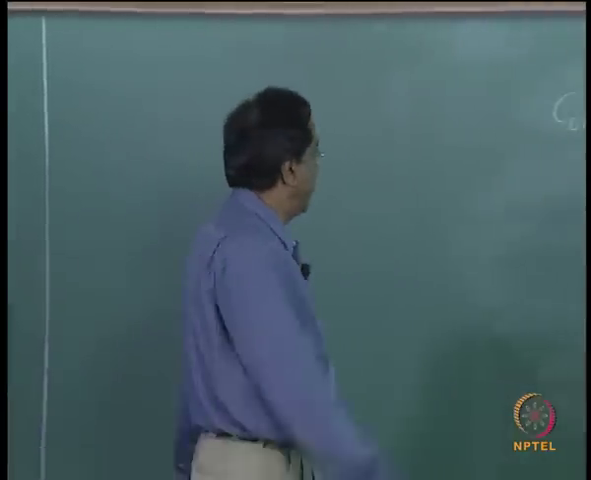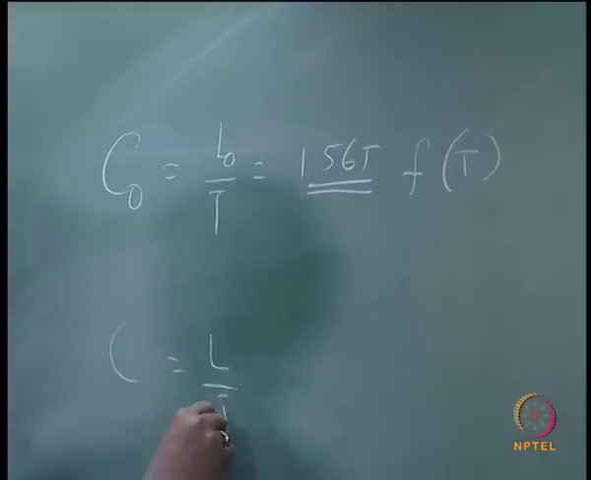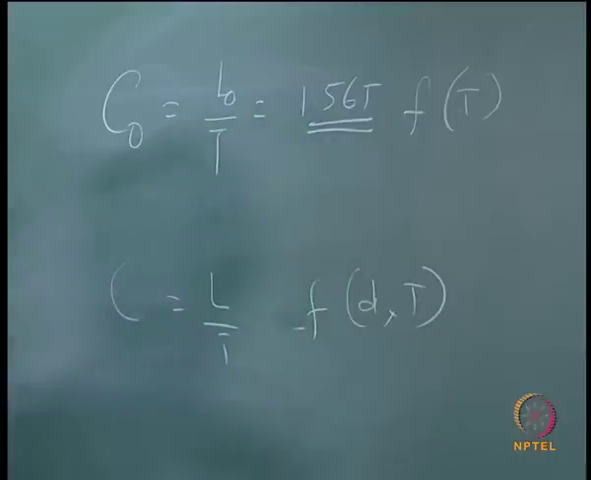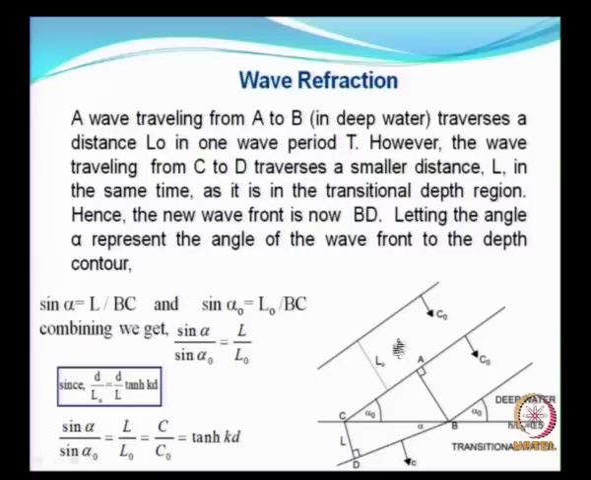It is not a function of water depth, which we have already seen. The same thing, wherein in shallow waters it will be L by T, and it will be a function of water depth and T. So, as a wave travels, we now consider a wave crest which is entirely in deep water, and we also consider a wave crest where part of the wave is in deeper waters and part is in transitional or intermediate waters.